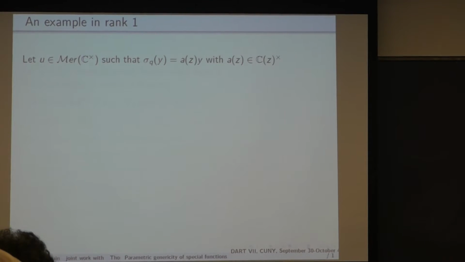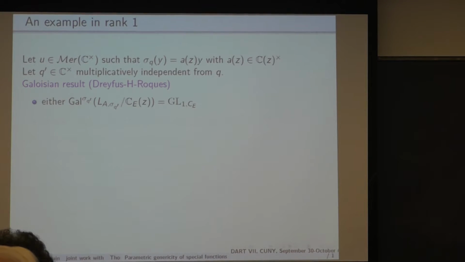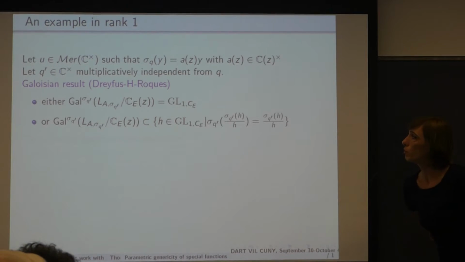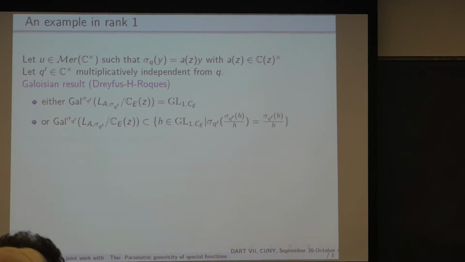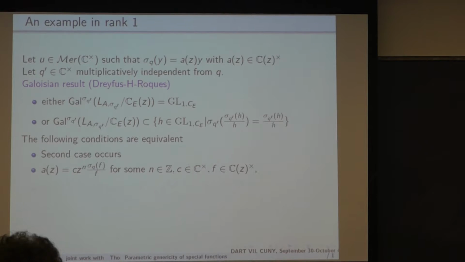So I will just give you a first example. Let us consider a meromorphic solution of a rank 1 equation, where A of z is a non-zero rational function, and I take q prime multiplicatively independent from q. Then we know that either the parameterized Galois group is an OGM, that is, we have no sigma q prime relation among the solutions, or it is a subgroup of the sigma q prime algebraic. And the last condition is equivalent to the following thing.